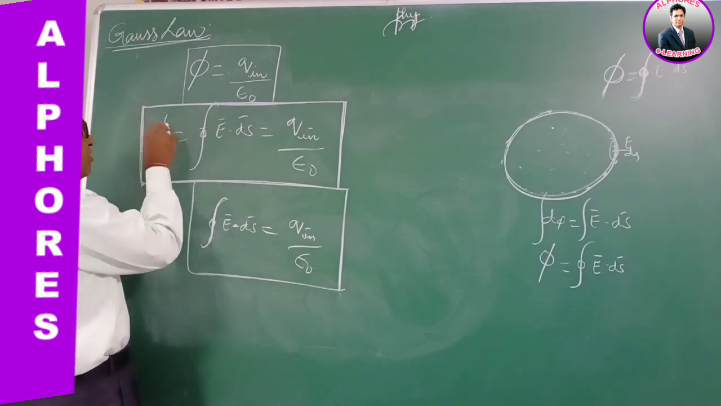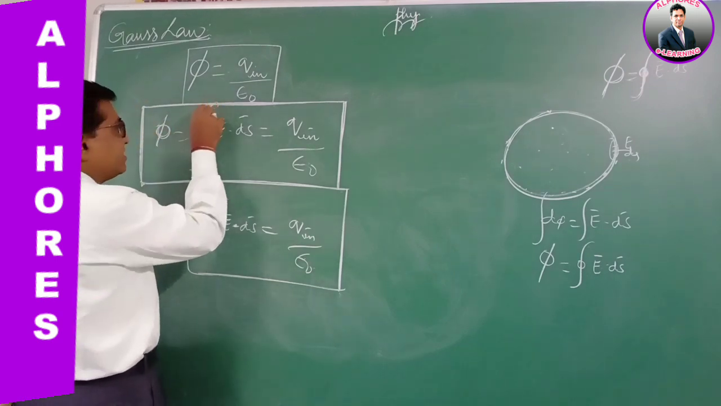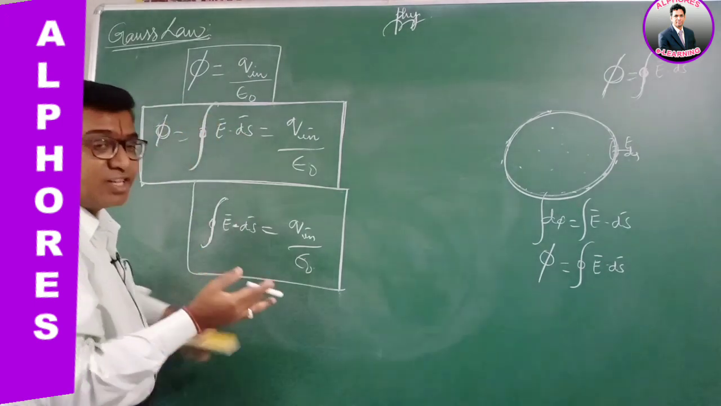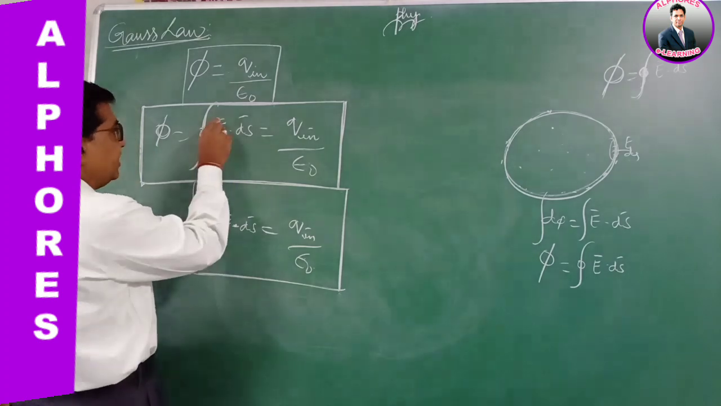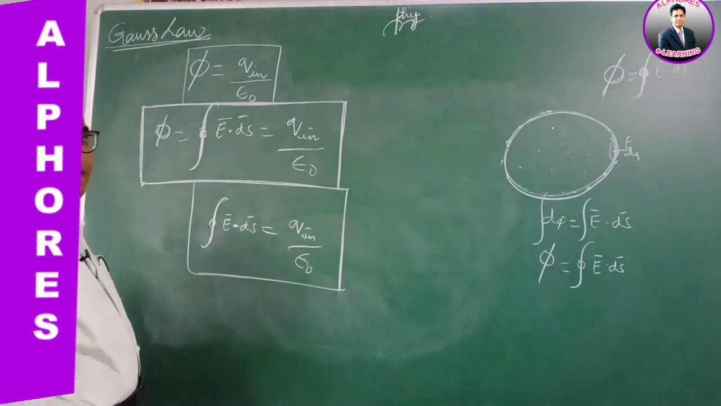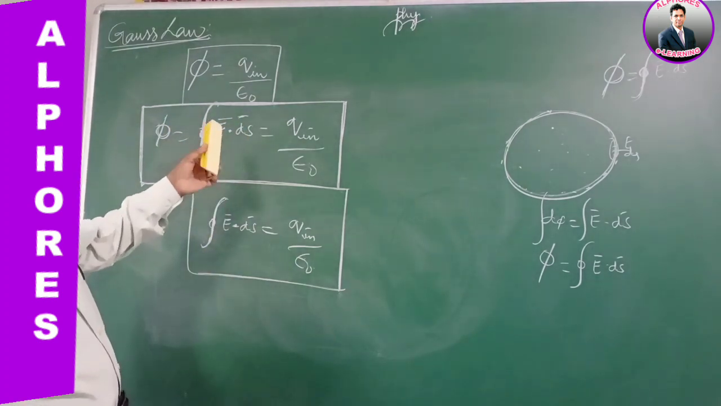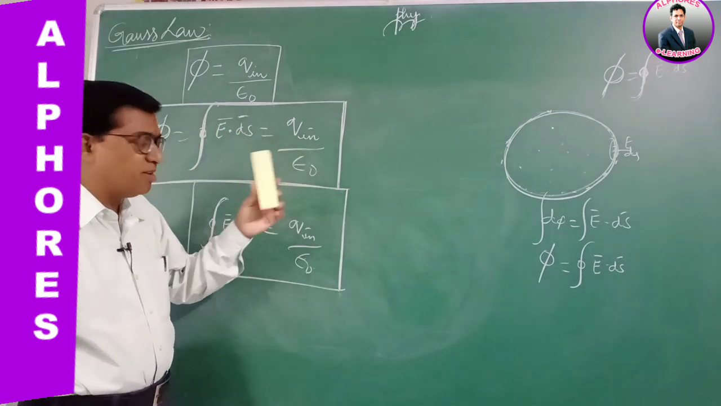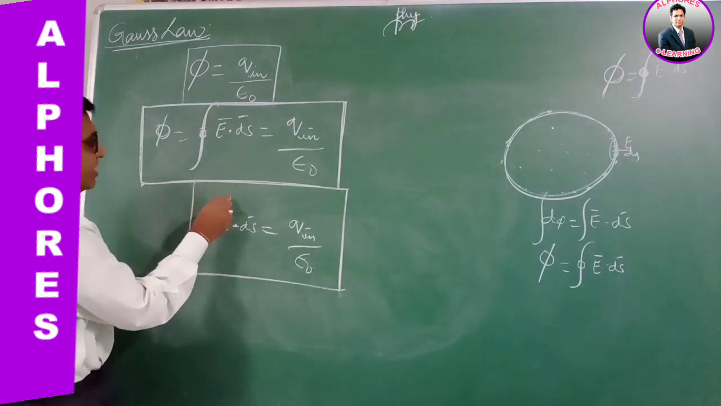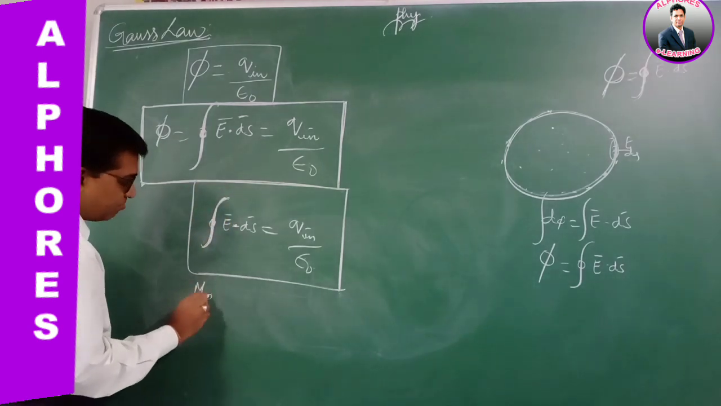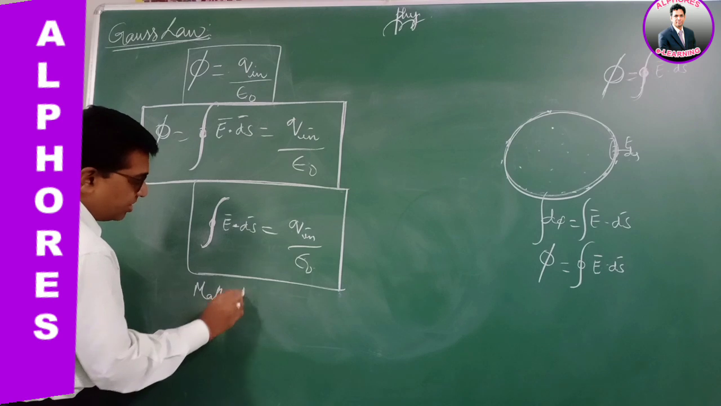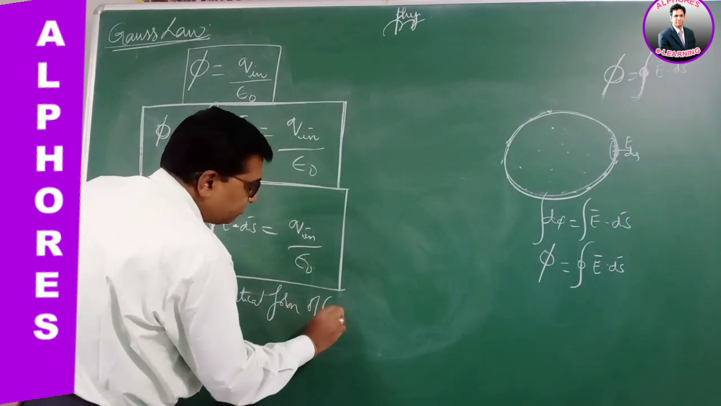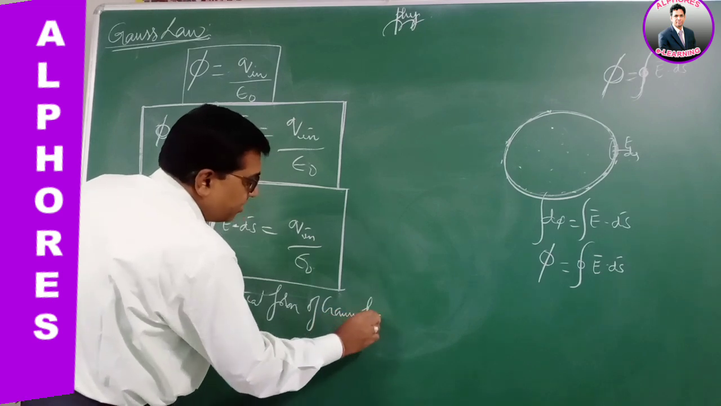Now by the definition of flux, we know flux is the surface integration of the electric field over the enclosed Gaussian surface, so the surface integral of E dot ds. Equating both, I get integral E dot ds is equal to q inside by epsilon naught. This is the mathematical form of Gauss law.